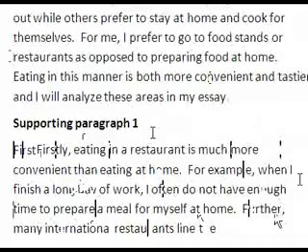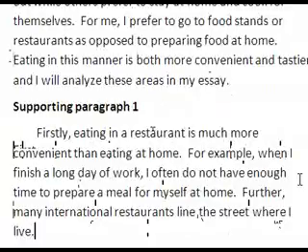Okay, and then maybe even further, many international restaurants line the street where I live. So I guess this is kind of like two examples. The example is that I don't have enough time to prepare meals for myself at home. And then also, there are many restaurants very close to my home. So for these reasons, it's just more convenient for me to eat in a restaurant than to cook at home.